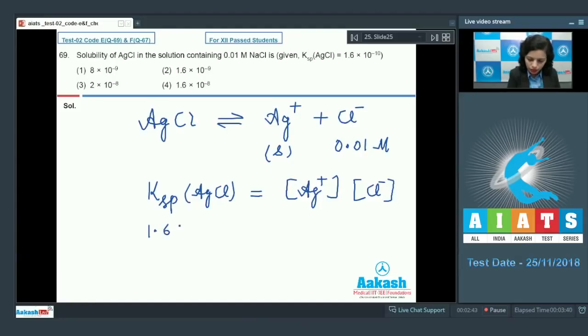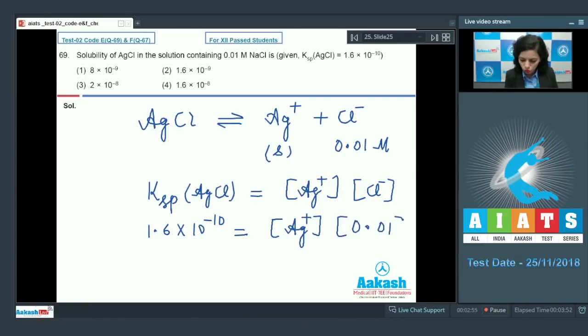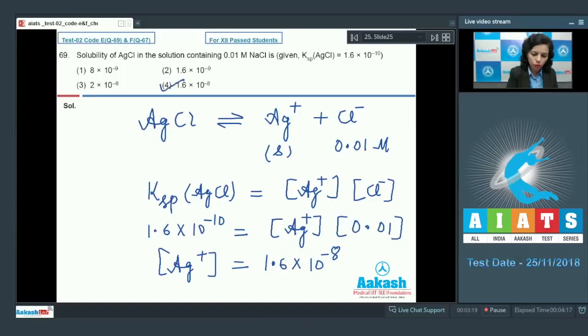Now let's place the values here. It is 1.6 into 10 raised to the power minus 10, the Ksp value for AgCl, and after that we don't know the concentration of Ag positive, and for Cl negative it is 0.01. And if you solve this for the concentration of silver ions, you will find that the value is 1.6 into 10 raised to the power minus 8. This is the concentration of the Ag plus ion, and we can easily choose here the correct option, that is option 4. Now, after writing the correct answer, it's time for question number 70.